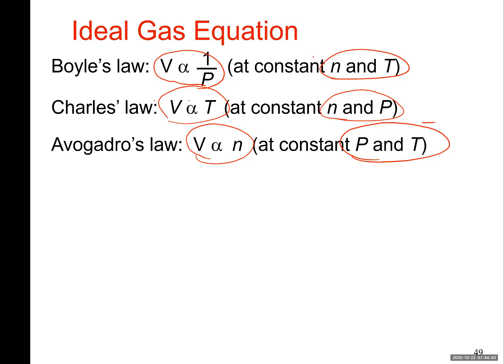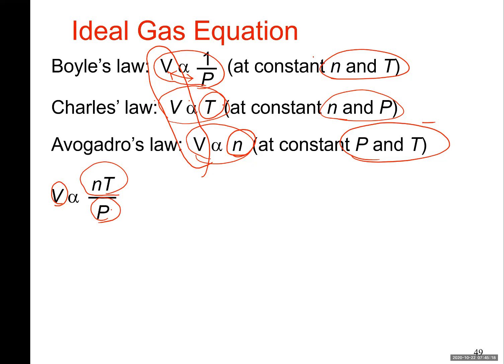Now, what if I combine these proportionalities? If I combine these 3 experimental results together, can I say volume should be directly proportional to temperature and number of moles? And because P is on the bottom of the ratio here, volume and pressure are inversely related. That means I place pressure on the bottom.